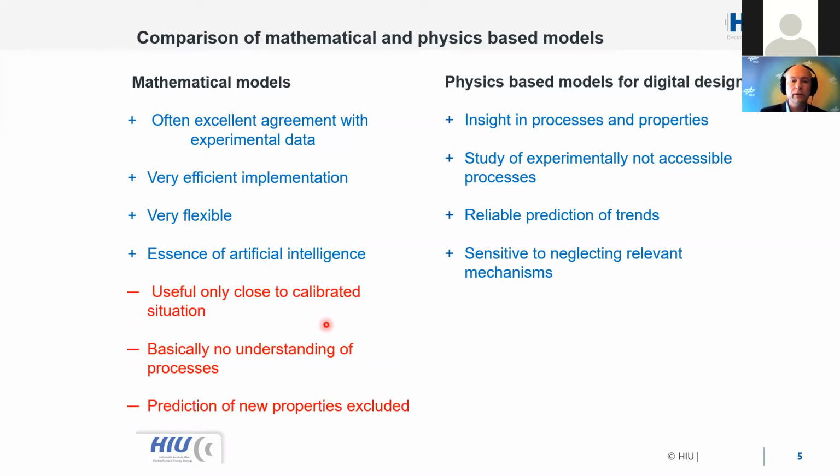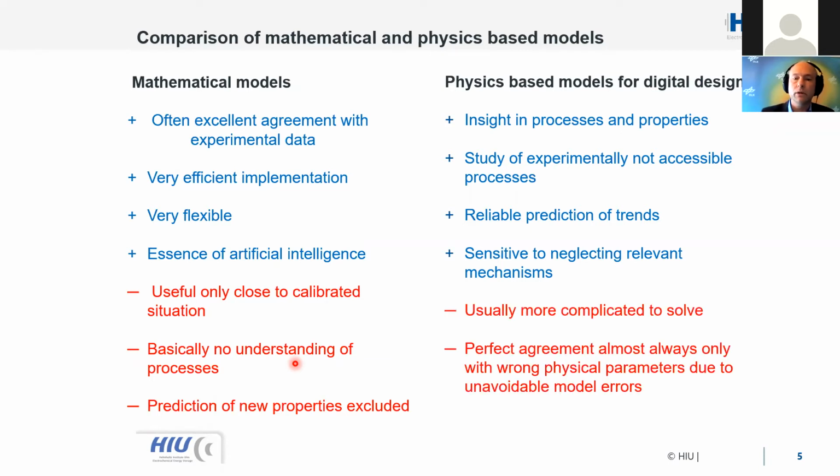For mathematical models with artificial intelligence, you usually get perfect agreement, but you don't know whether this is true in any sense or whether this can be mapped back to a physics-based model. But of course, there are also drawbacks of physics-based models. They're usually more complicated to solve. And if you insist on perfect agreement, you almost always do overfitting. This means you end up with wrong physical parameters due to unavoidable model errors.